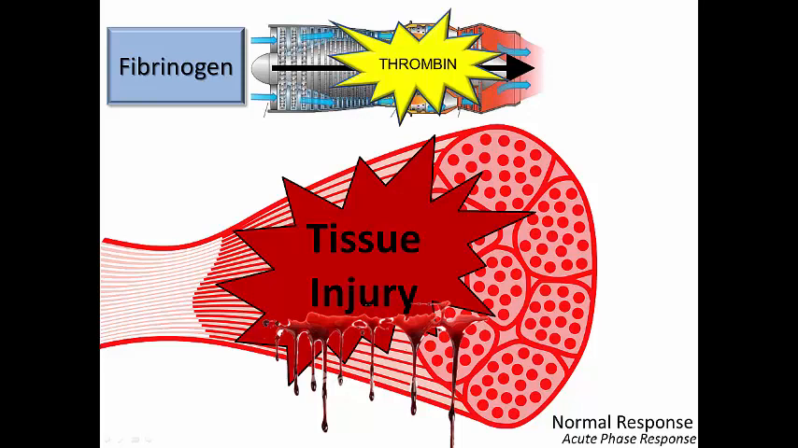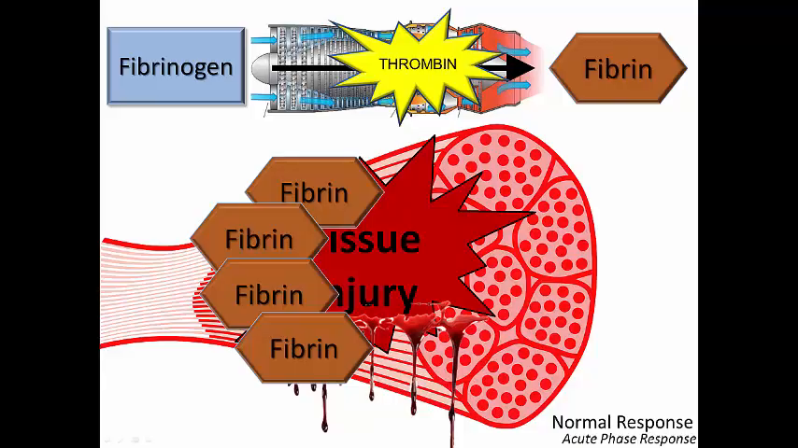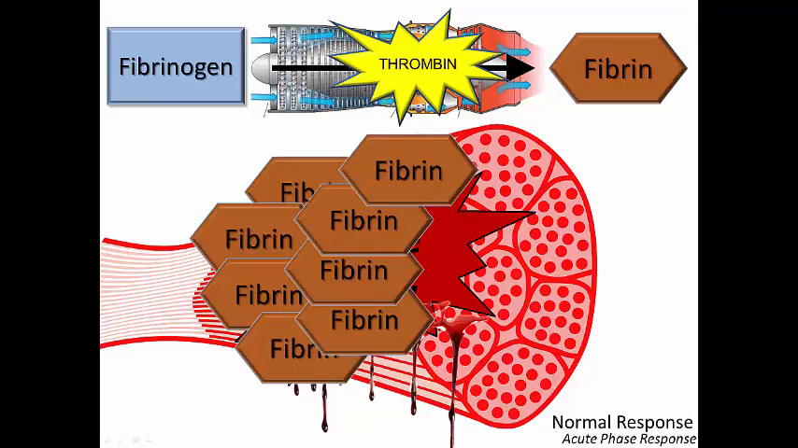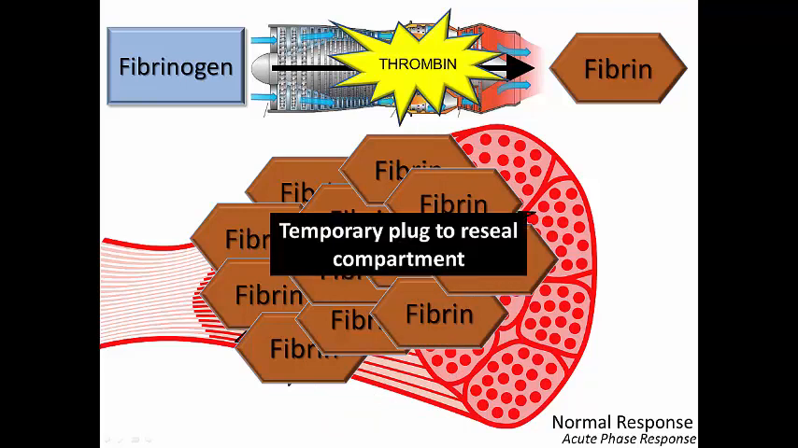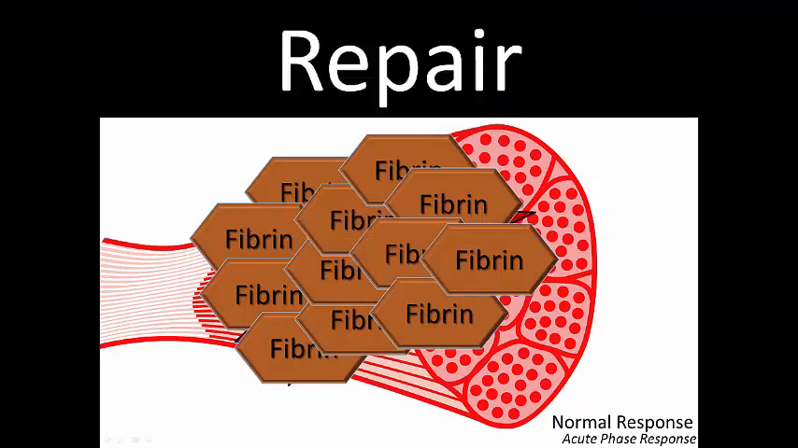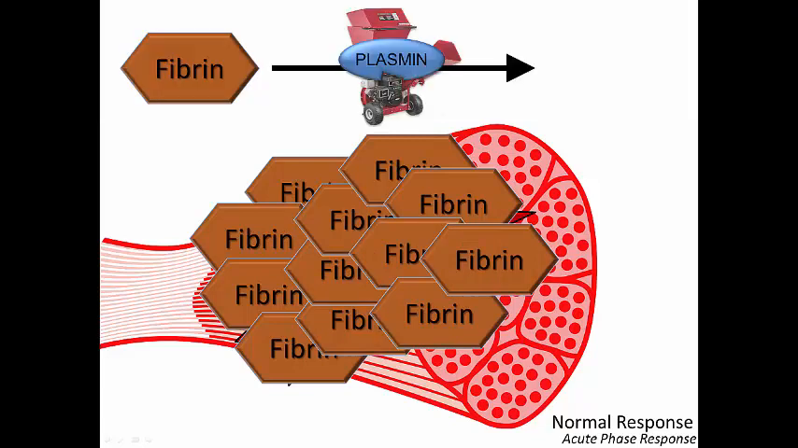Fibrinogen is rapidly cleaved by thrombin, the spark in the jet engine of coagulation, to yield fibrin. Fibrin forms a meshwork, and it is systematically laid down, stopping the flow of blood. This creates a temporary, provisional compartment to regain function. Phase 2 is repair of the damaged tissue. Fibrin is rapidly cleaved by plasmin, the wood chipper of fibrinolysis, to produce D-dimer, a fibrin split product.